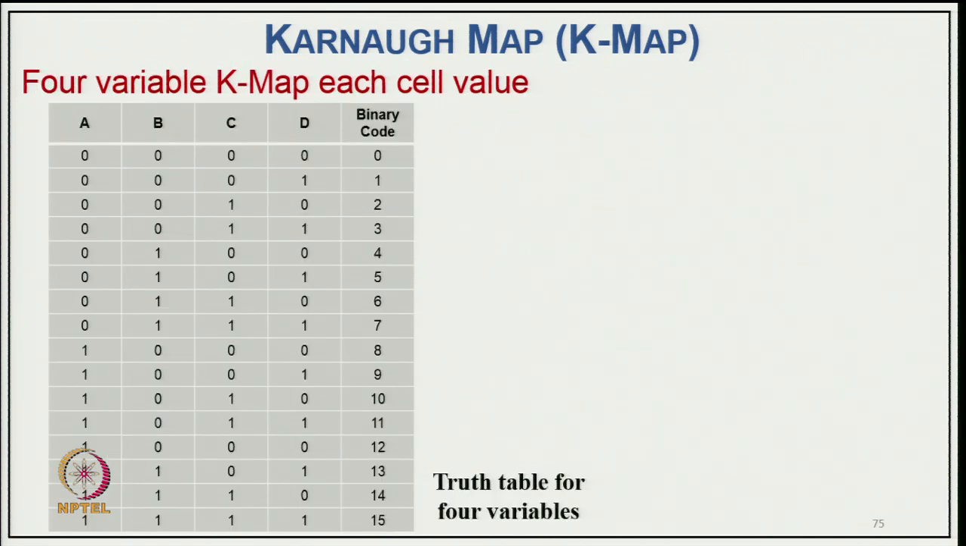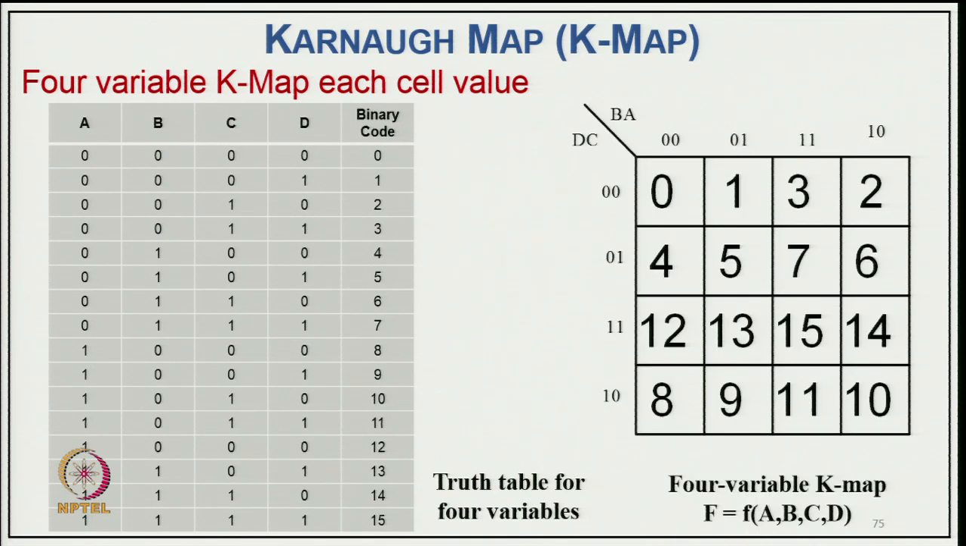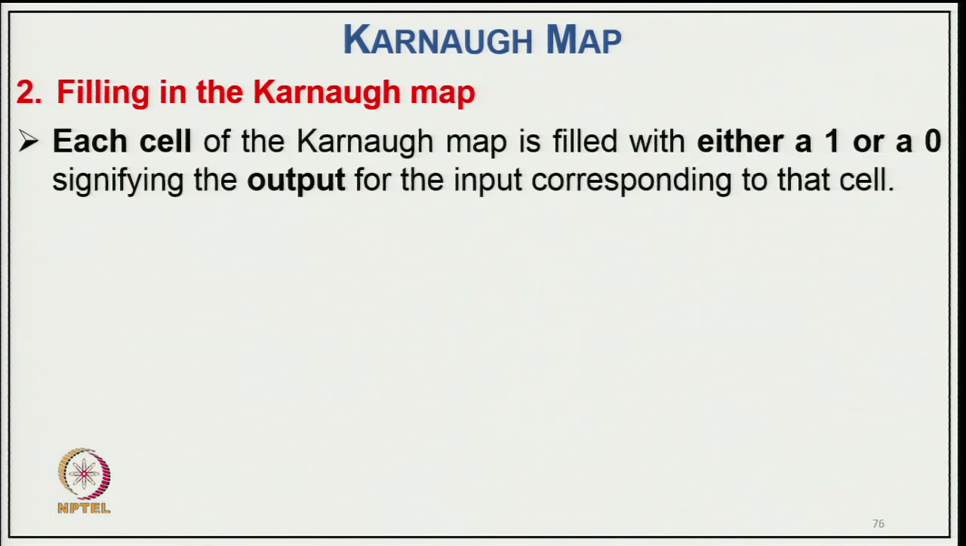For the 4 variable Karnaugh map with A B C D, these are the binary codes. Here we have the variables A B on one axis and D C on the other. You can have cells numbered 0 1 2 up to 15, because there are 16 combinations for 4 variables, so that is F equal to F of A B C D.